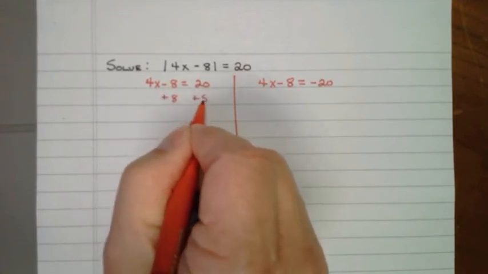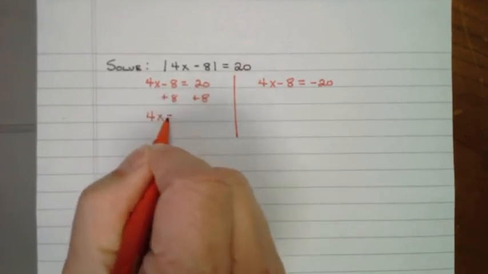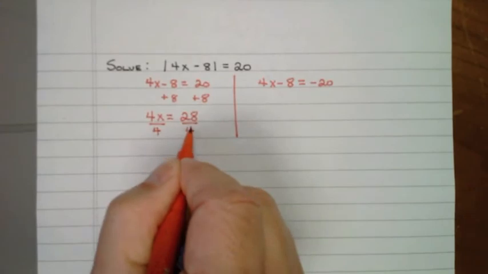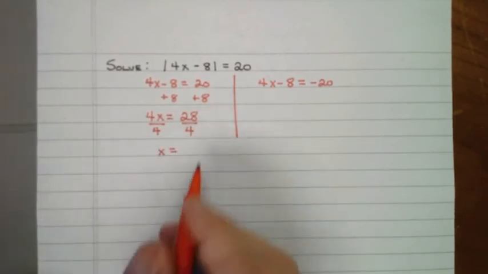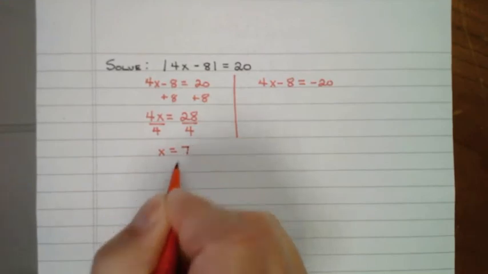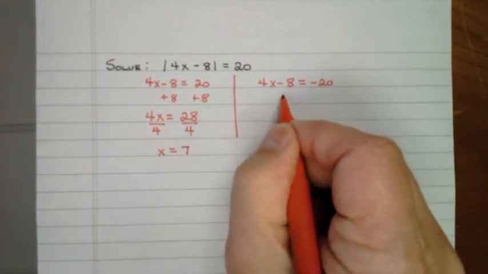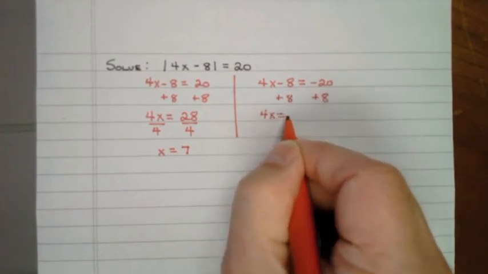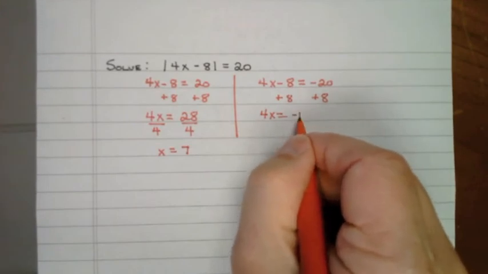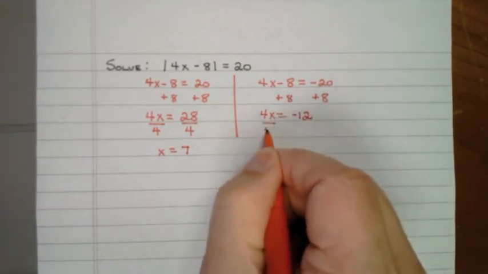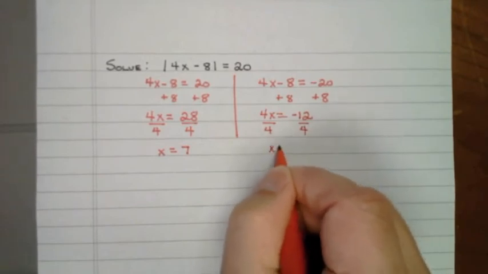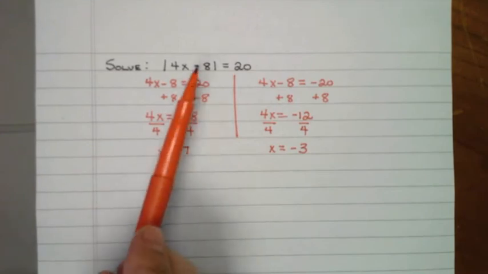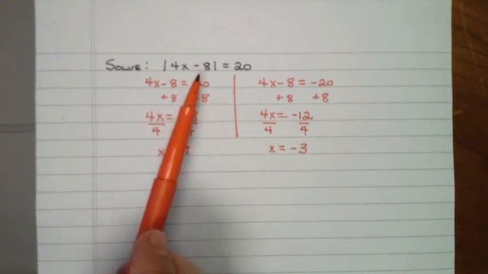Add 8 to both sides. Divide both sides by 4. 28 divided by 4, 7. Same thing here. The opposite of negative 8, positive 8. Negative 20 and positive 8, negative 12. Divide both sides by 4. X is equal to negative 3. These are my two solutions for this absolute value equation.